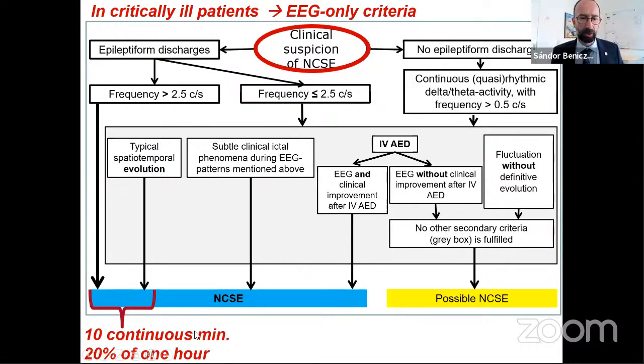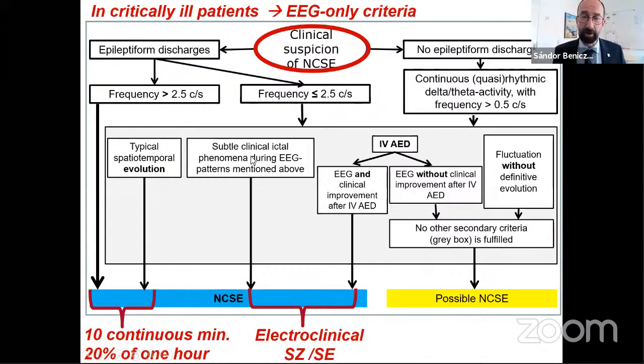So this is how they are now converted to EEG-only criteria for those patients where you cannot measure the duration or the length based on the clinical criteria. Now these two, the subtle clinical phenomena, if they are time locked to the EEG, and if there is an improvement, both electrographic and clinical, on the IV anti-epileptic drugs, in the new ACNS terminology they are considered electroclinical seizures or status epilepticus.